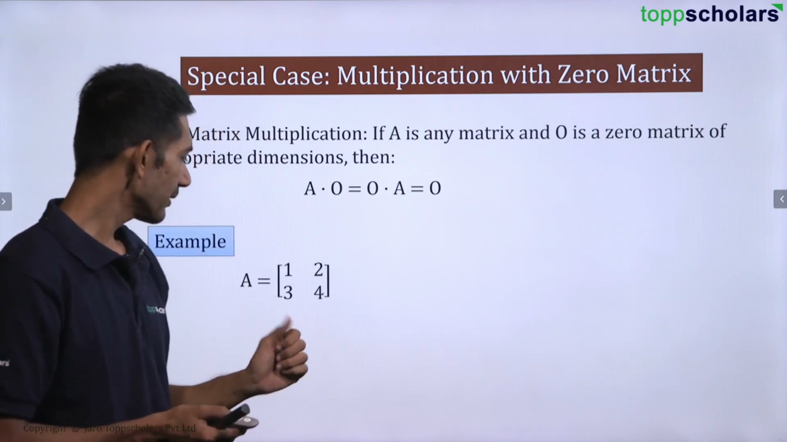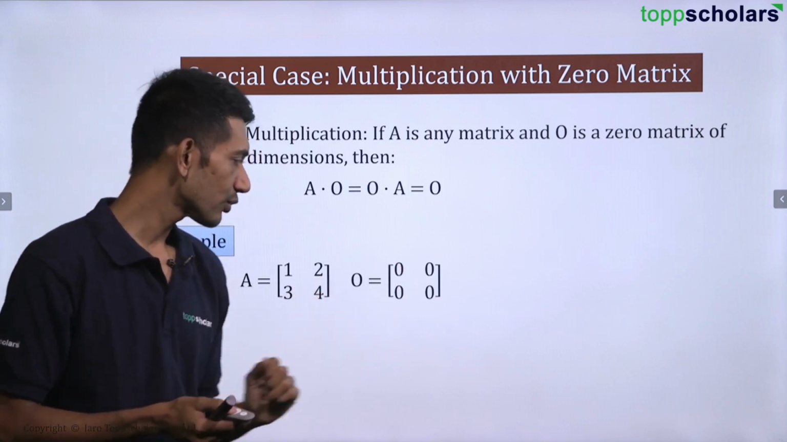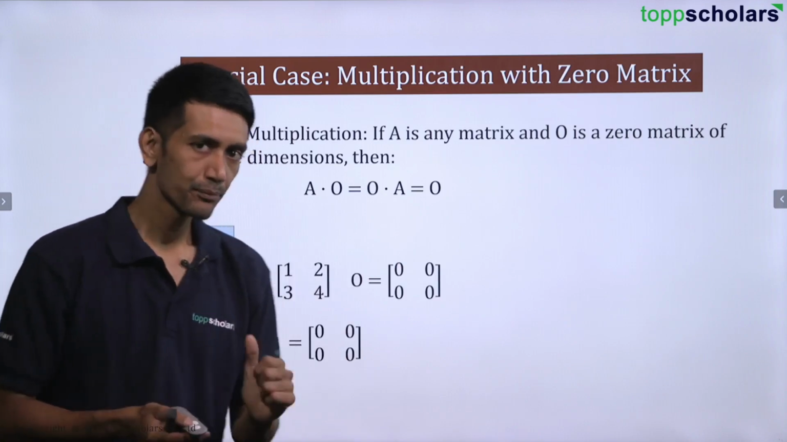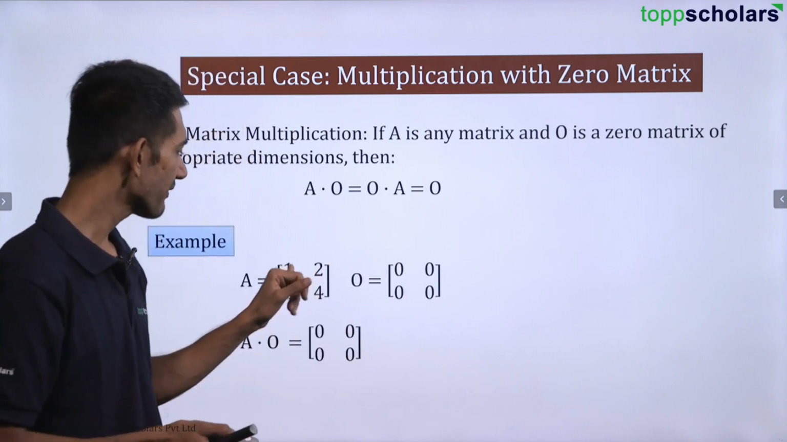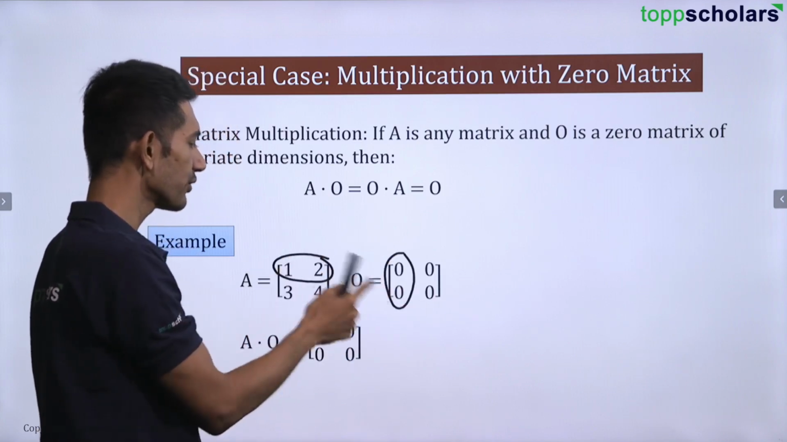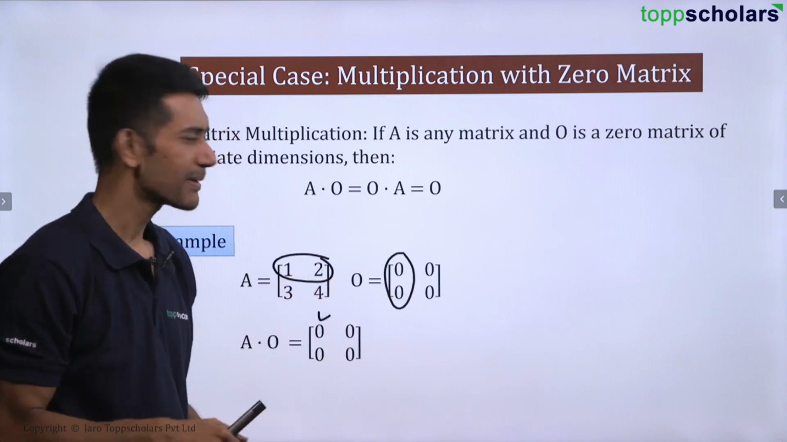So here is an example. We have matrix A as 1, 2, 3, 4. We have matrix O as 0, 0, 0, 0. When you take the product, you will always get 0, right? Because even if I multiply the first row with first column, 1 into 0 is 0, 2 into 0 is 0. If I add them, I am going to get 0 and so on. You know how to multiply that, right?